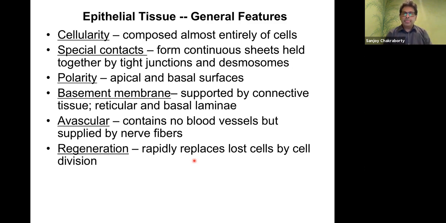Now, what does that mean? Cellularity. This is very interesting. Cellularity means that epithelial tissue is composed almost entirely of cells. Now, if you really think about it, it does not really make any sense, apparently. Why? Because think about the definition of tissue. You're defining a tissue as a group of cells. So, of course, it's going to be a group of cells. So why are we saying, on a separate note, that epithelial tissue is almost entirely composed of cells?